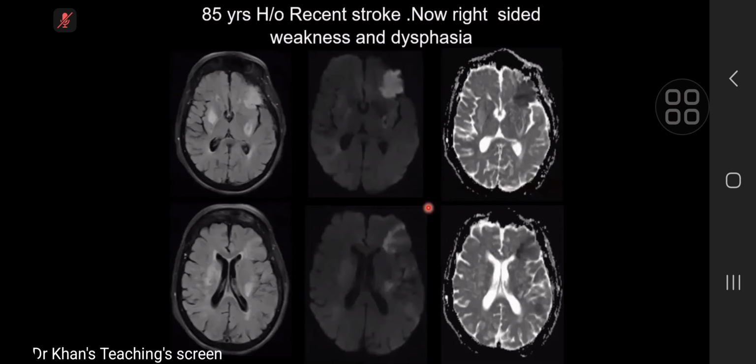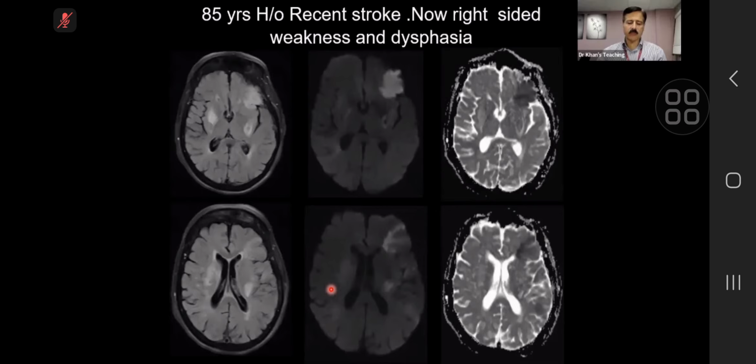So there's slightly high, well, I'll say slightly reduced DWI signal in the right lentiform nucleus and slightly high intensity there. I want you to describe this area for me. Just this one, where I'm pointing out.